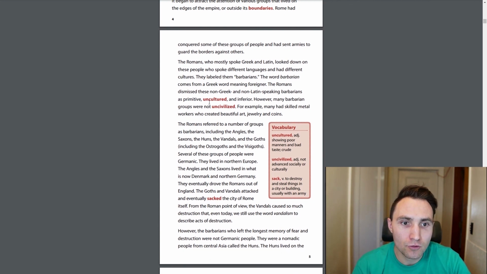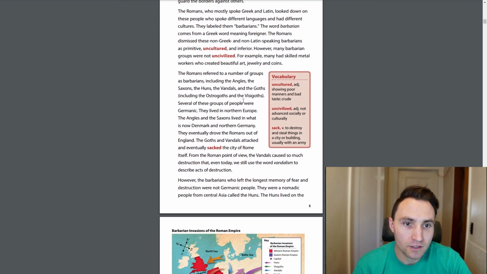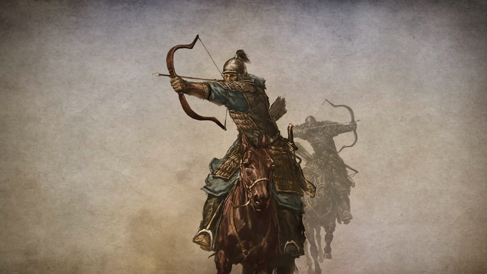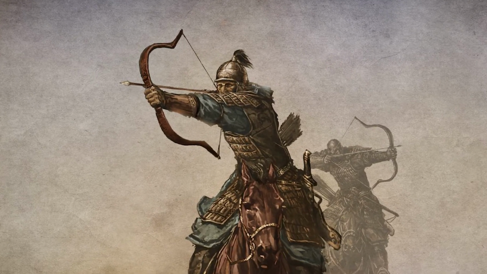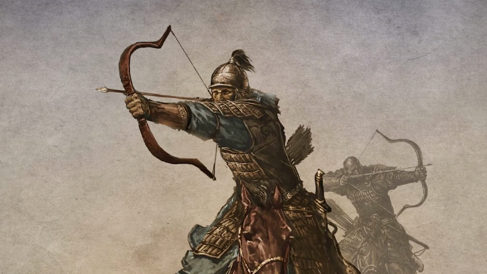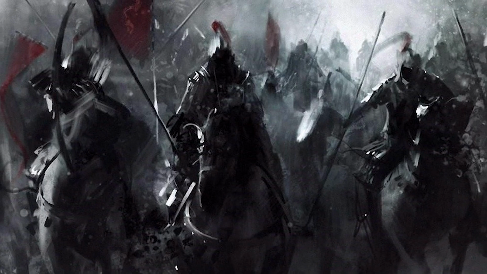So here are two new vocabulary words. Uncultured meaning showing poor manners and bad taste, or crude. And then uncivilized meaning not advanced socially or culturally. For example, many had skilled metal workers who created beautiful art, jewelry, and coins. The Romans referred to a number of groups as barbarians, including the Angles, the Saxons, the Huns, the Vandals, and the Goths. Several of these groups of people were Germanic.